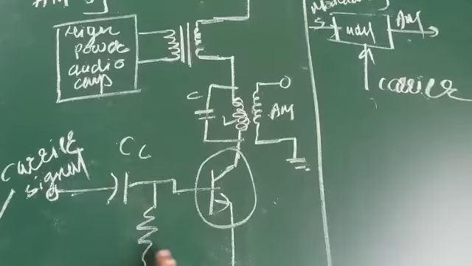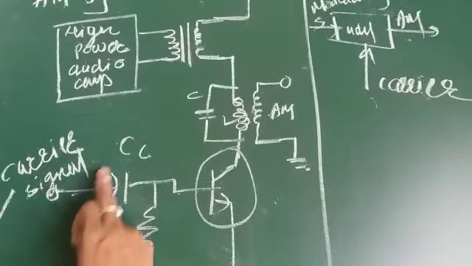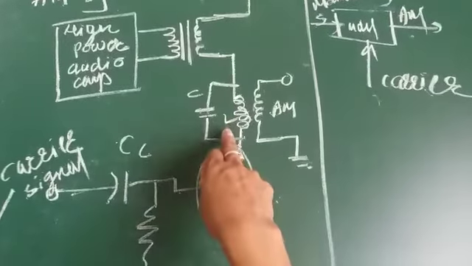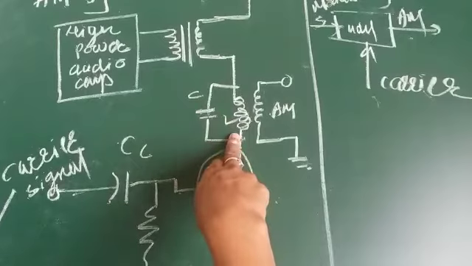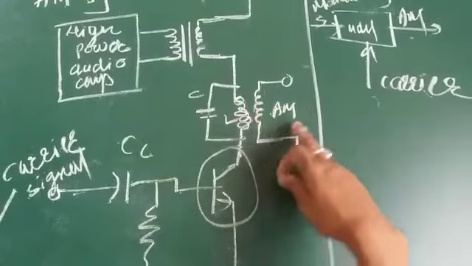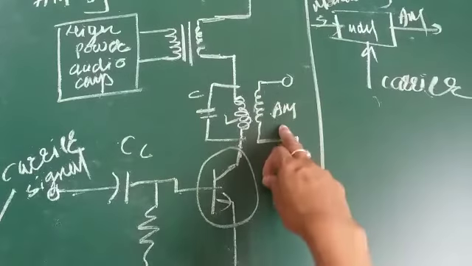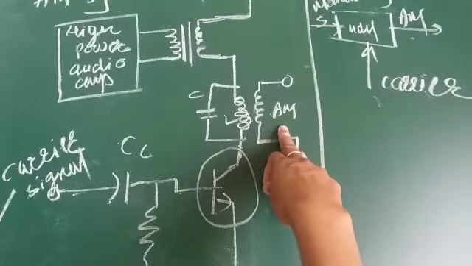This is an LRC circuit. This is the capacitor and here you have the resistor. This is the LC tank circuit. Okay, and across the secondary of this we achieve the amplitude modulated wave.